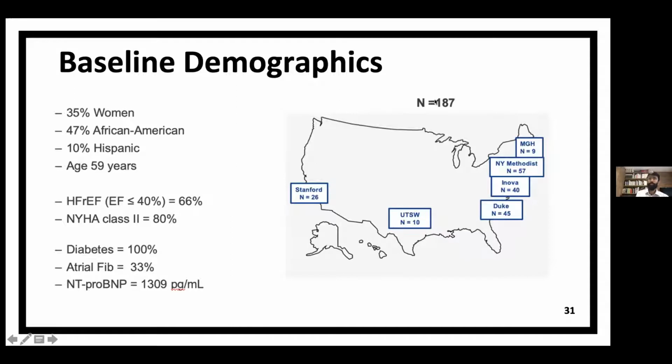So in terms of baseline demographics, we randomized 187 people. We were going to go up to 200, but COVID-19 stopped it. We had a distribution across America, several sites on the East Coast. We had representation from UT Southwestern and at Stanford. 35% were female, 47% were African American, 10% were Hispanic. The median age was 60 years. 66% had reduced ejection fraction. Almost all patients were symptomatic. All of them had diabetes as per inclusion criteria, and a lot of them had comorbidities such as atrial fibrillation.